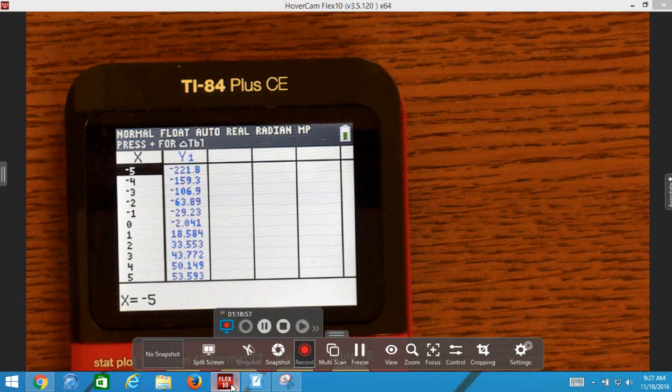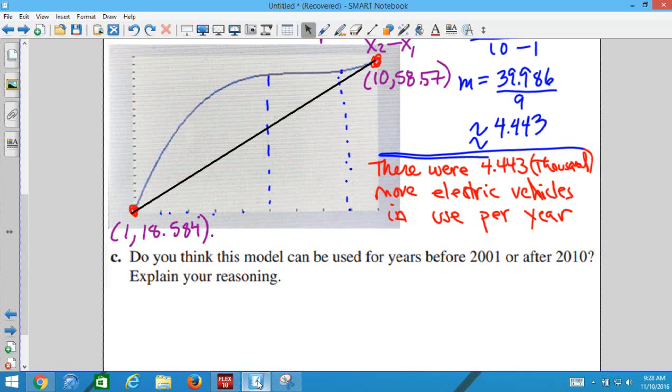Is that possible that we could use this model to go back to like 1999? Max, are you listening to the question? We go back to the year -1, which is 1999, and say, oh yeah, there were -29,000 cars being used. That's not possible. So I would say, no, we can't use this model because we can't have negative cars. No, because there would be negative cars.